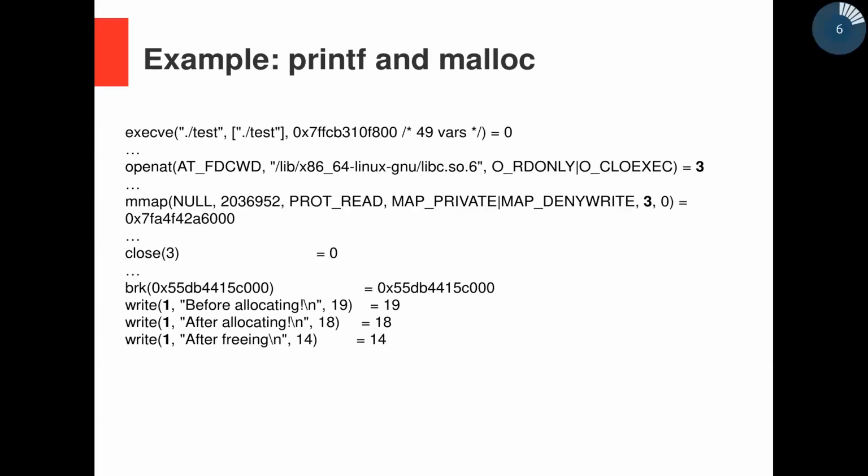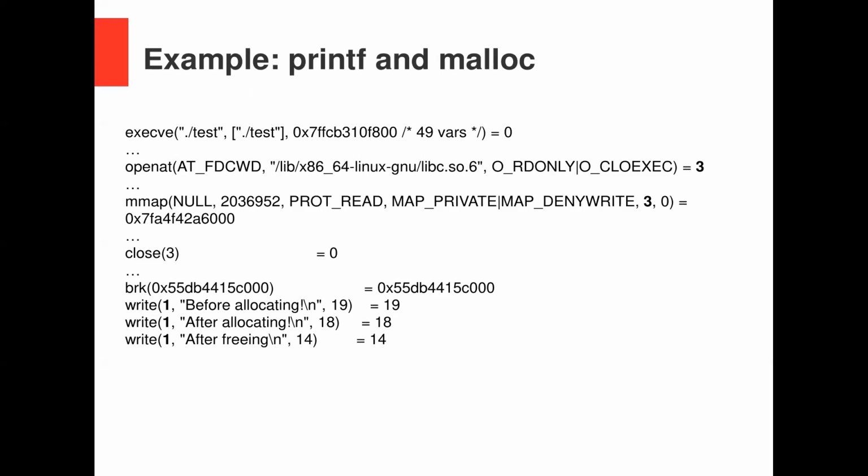It will show some system calls such as exec, that you are executing the test binary. It returns 0. That means it succeeded. And then at some point you can see that it opens the libc library, which is located in this path, and it returns a file descriptor. So the 3 is the file descriptor.